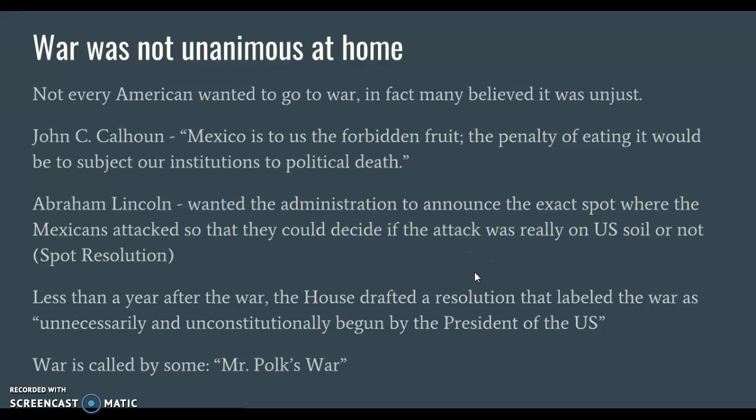Less than a year after the war even, the House of Representatives is going to draft a resolution that labels the war as, quote, unnecessarily and unconstitutionally begun by the President of the United States of America. And that's why they give this war the nickname Mr. Polk's War.